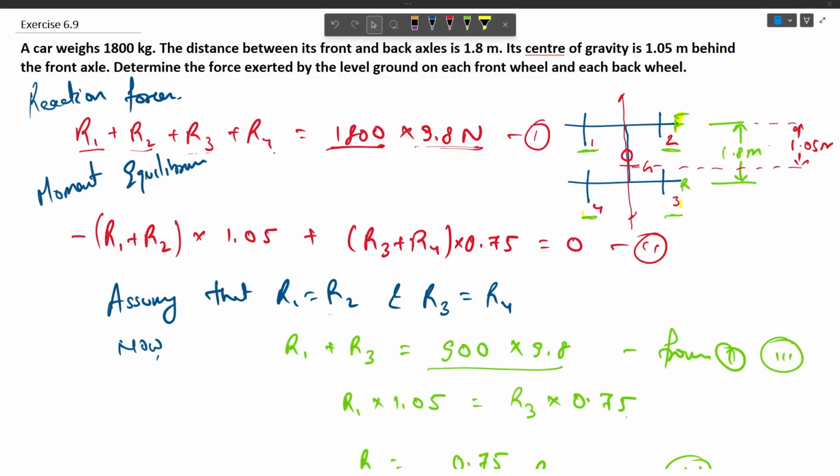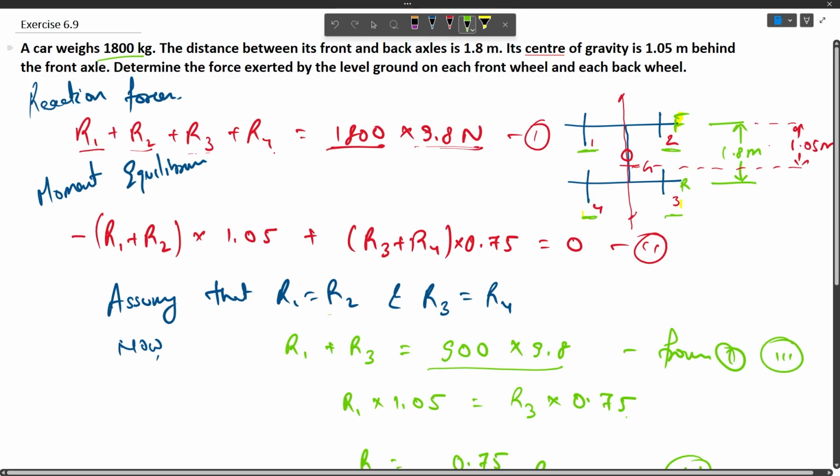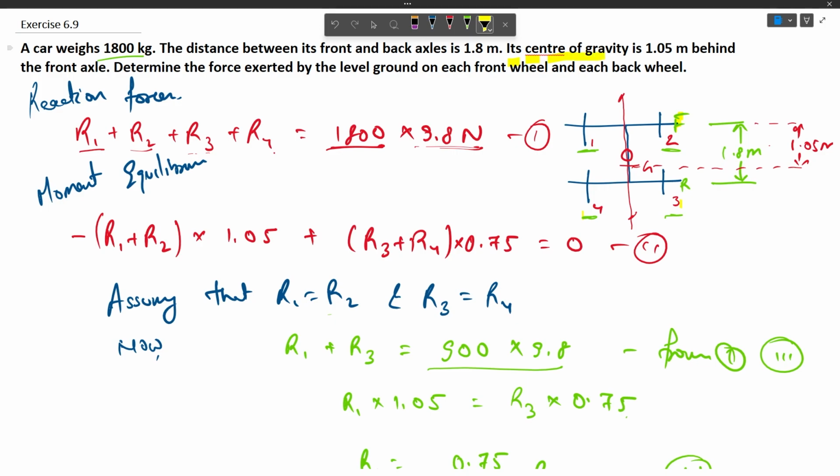The question says that a car weighs 1800 kg. The distance between its front and back axle is 1.8 meter. If the center of gravity is 1.05 meter behind the front axle, determine the force exerted by the level ground on each front wheel and each back wheel.